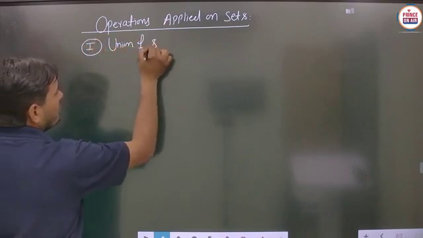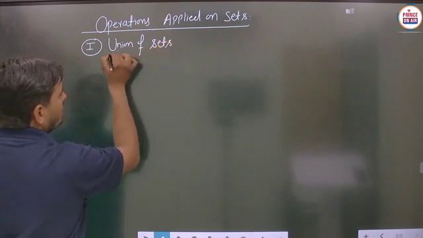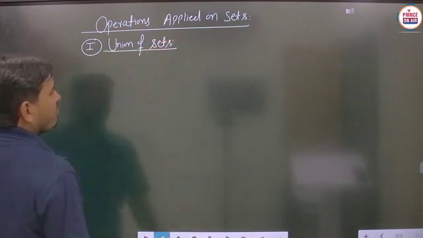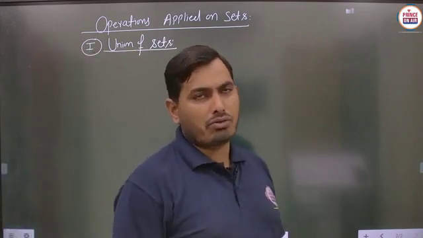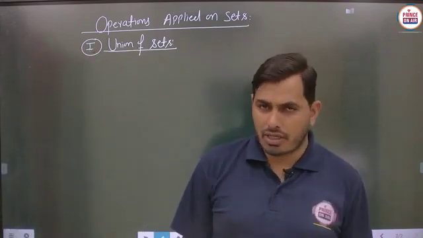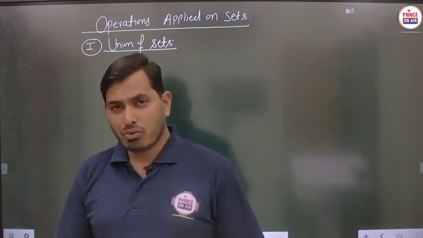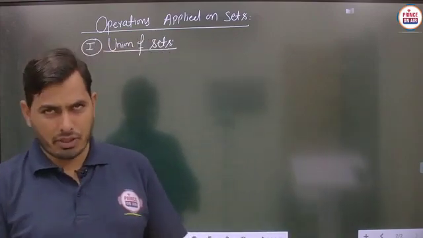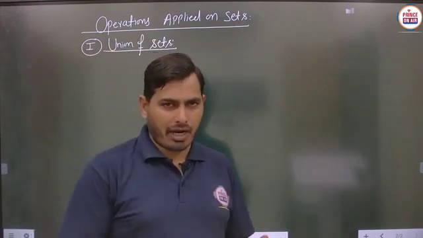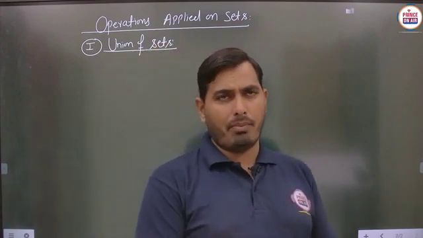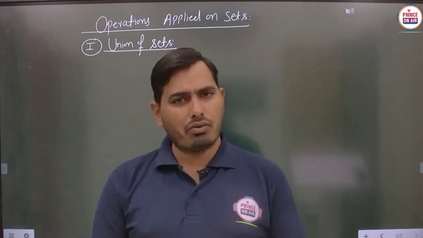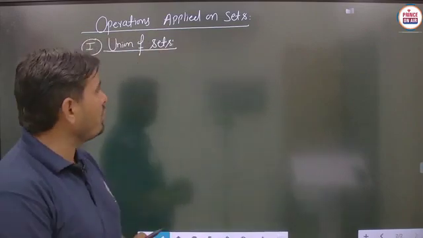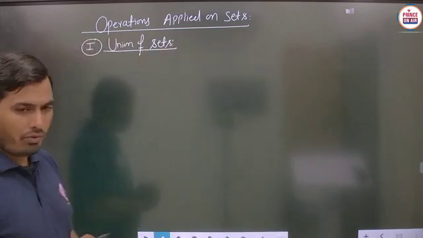So what is the union, and what is the meaning of this particular word, union of sets? Similarly, we will also discuss the intersection of two sets, and we also have to define the difference between two sets. Mainly there are three kinds of operations we have to apply for the given sets. So we have to see each and every operation carefully here.